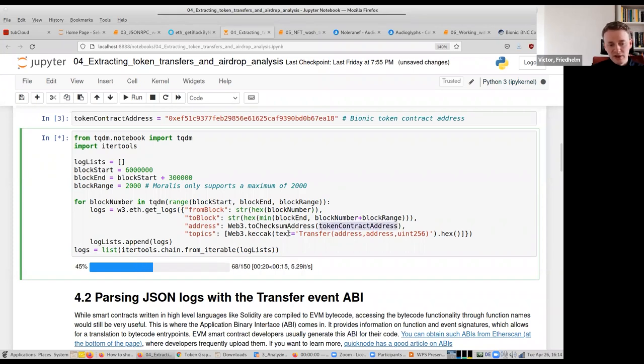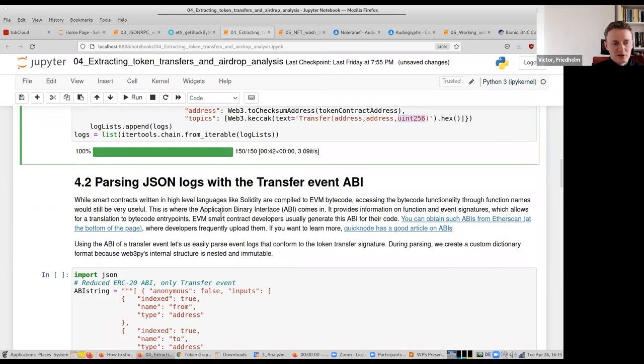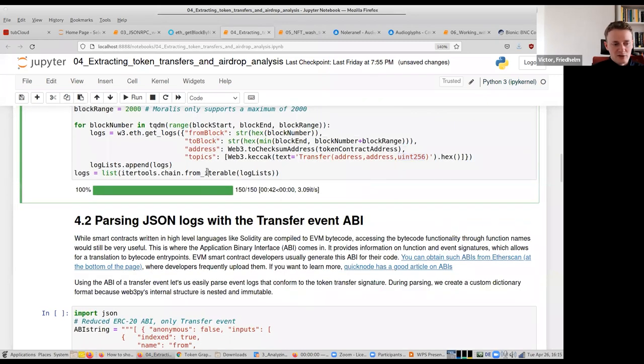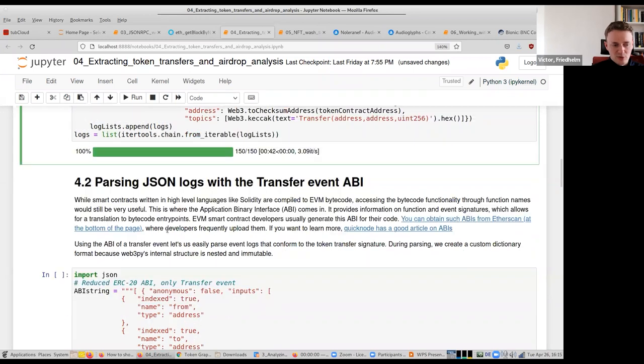And we want to get events that are of this form. So there are transfer events that consist of this signature. So meaning there is one address and another address, meaning this is the source and this is the target. And then some amount of tokens have been sent. And so we can run this here and it's almost complete. And then we have all of these logs as a big JSON object.